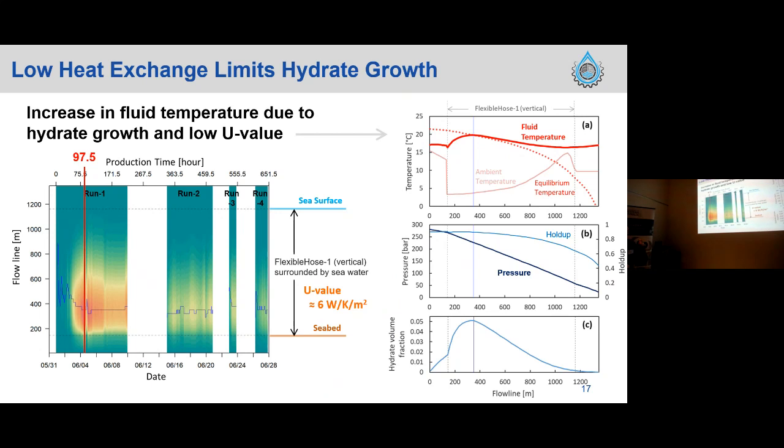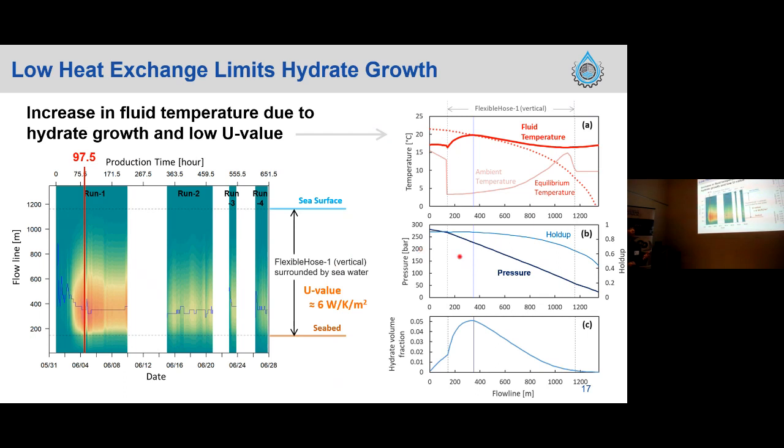And this graph shows temperature, pressure, holdup, and hydrate volume fraction at the time at which the hydrate volume fraction became maximum in this simulation. And the interesting point is the temperature increase in this section. So this section corresponds to the vertical flexible flowline sections surrounded by seawater. This corresponds to this part.